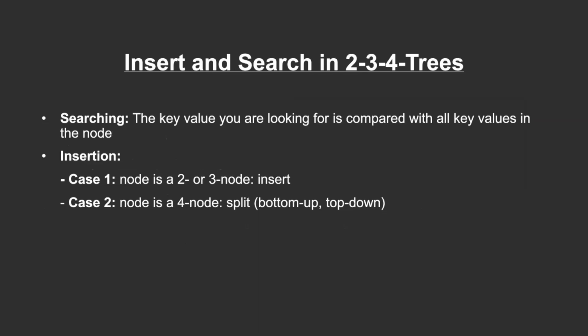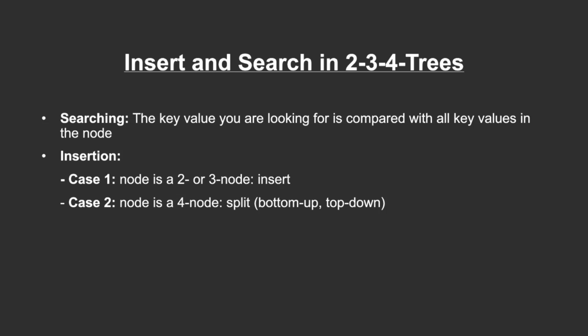Now we come to searching and inserting into 2-3-4 trees. Searching is almost like in a binary search tree, except the key value you're looking for is compared with all key values in the node. Insertion in a 2-3-4 tree is always performed at a leaf node. However, the key difference lies in how nodes can expand, and critically how splitting occurs when the node becomes too full. For example, if we try to insert into a 4 node. The goal is always to maintain the tree's completely balanced property, where all leaves are on the same level.